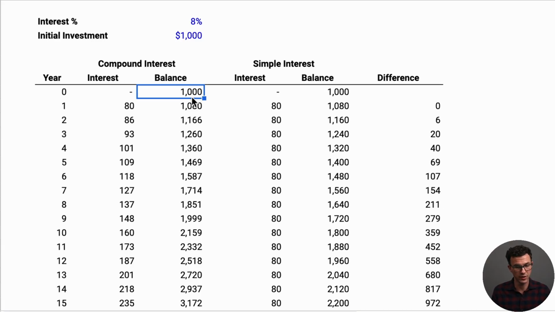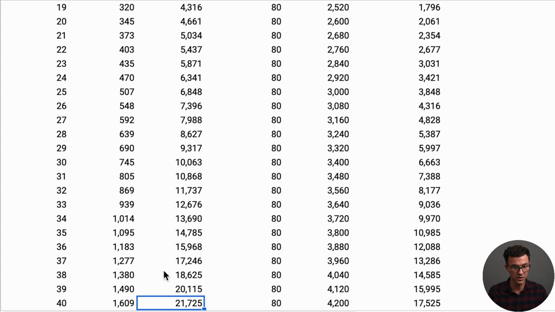Let's take an example of a 25-year-old who invests $1,000 in their retirement. And what would that look like 40 years later at age 65? So here you go at year zero, 25-year-old in this example. So if we scroll all the way down to the bottom here, you'd see after 40 years investing at an 8% rate of return, your $1,000 turned into $21,725. That is the power of compound interest.